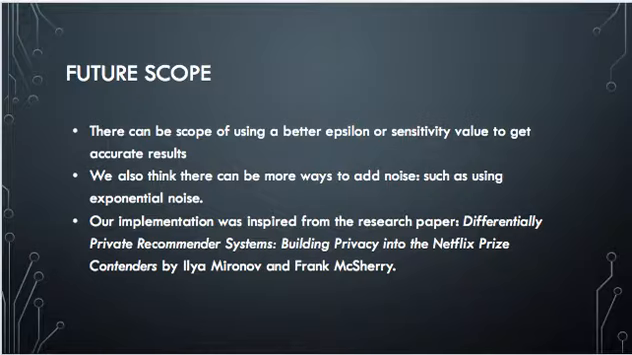The future scope is that you can fiddle around with the system more. You can see if it gives you better results by using a better privacy budget or sensitivity value. We also think you can experiment by adding different types of noise, maybe exponential noise, and see if that works. Our implementation was inspired by the research paper Differentially Private Recommendation Systems written by Ilya Mironov and Frank McSherry. If you have other recommendation system research papers, we urge you to try and develop a system based on different research papers, and see what kind of system would be better in the future.